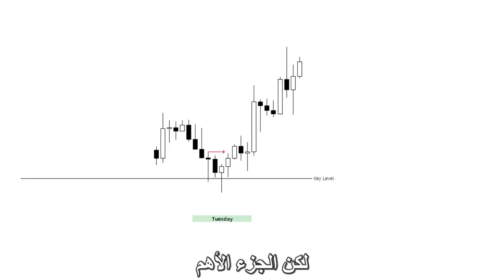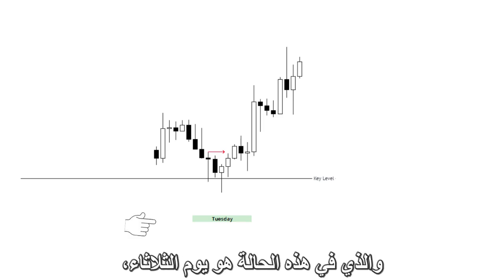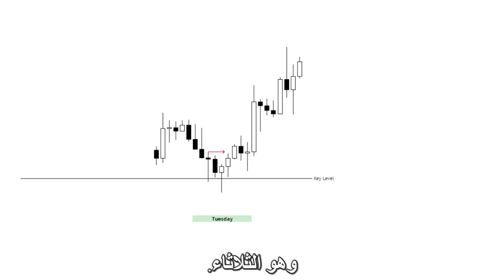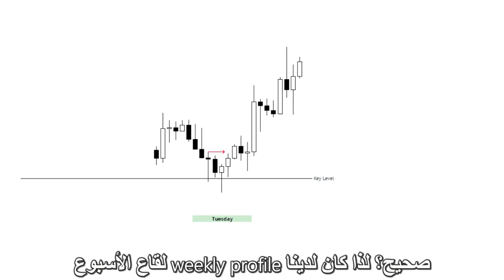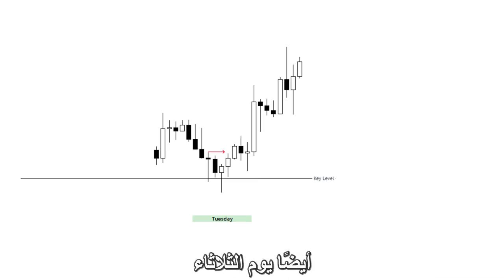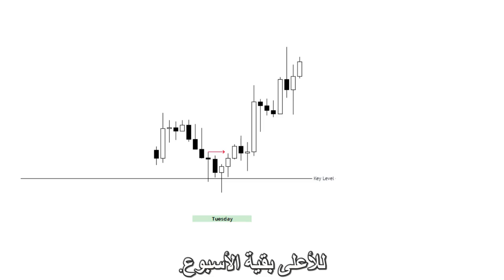But the most important part of this CSD right here is that it occurred at a key time, which in this case is Tuesday, right? So you can see Monday formed a range, and then that range was purged on Tuesday, which is a key time for purges, and price formed the low of the week there, right? So we had a low of the week weekly profile there, and then we had a CSD also on Tuesday at a key day of the week, and after that we expanded higher the rest of the week.